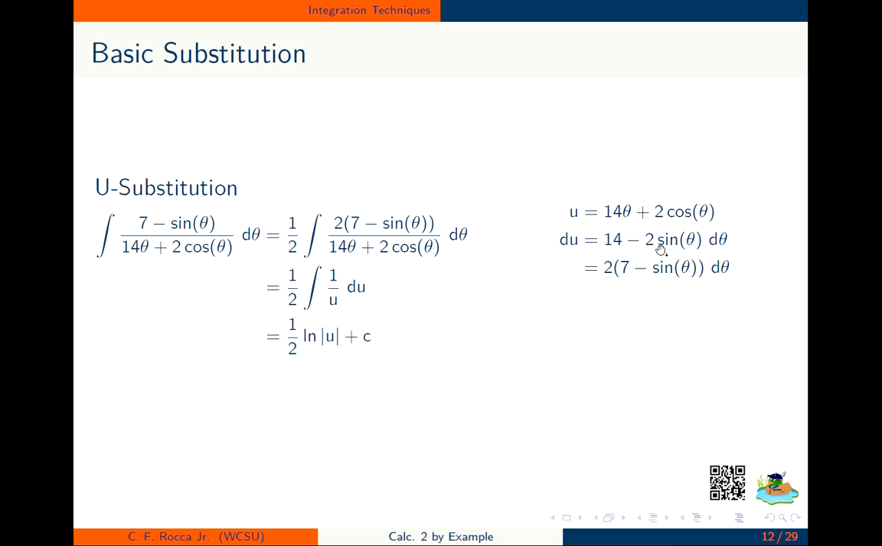Okay, I can now substitute back. So I know that u is 14 theta plus 2 cosine theta. And so the natural log of absolute u becomes the natural log of the absolute value of 14 theta plus 2 cosine theta. And that's our indefinite integral. Okay, so that is basic substitution, or U substitution. There are some examples of this that are a little more complicated or a little more clever, but they all work around the same general principle.